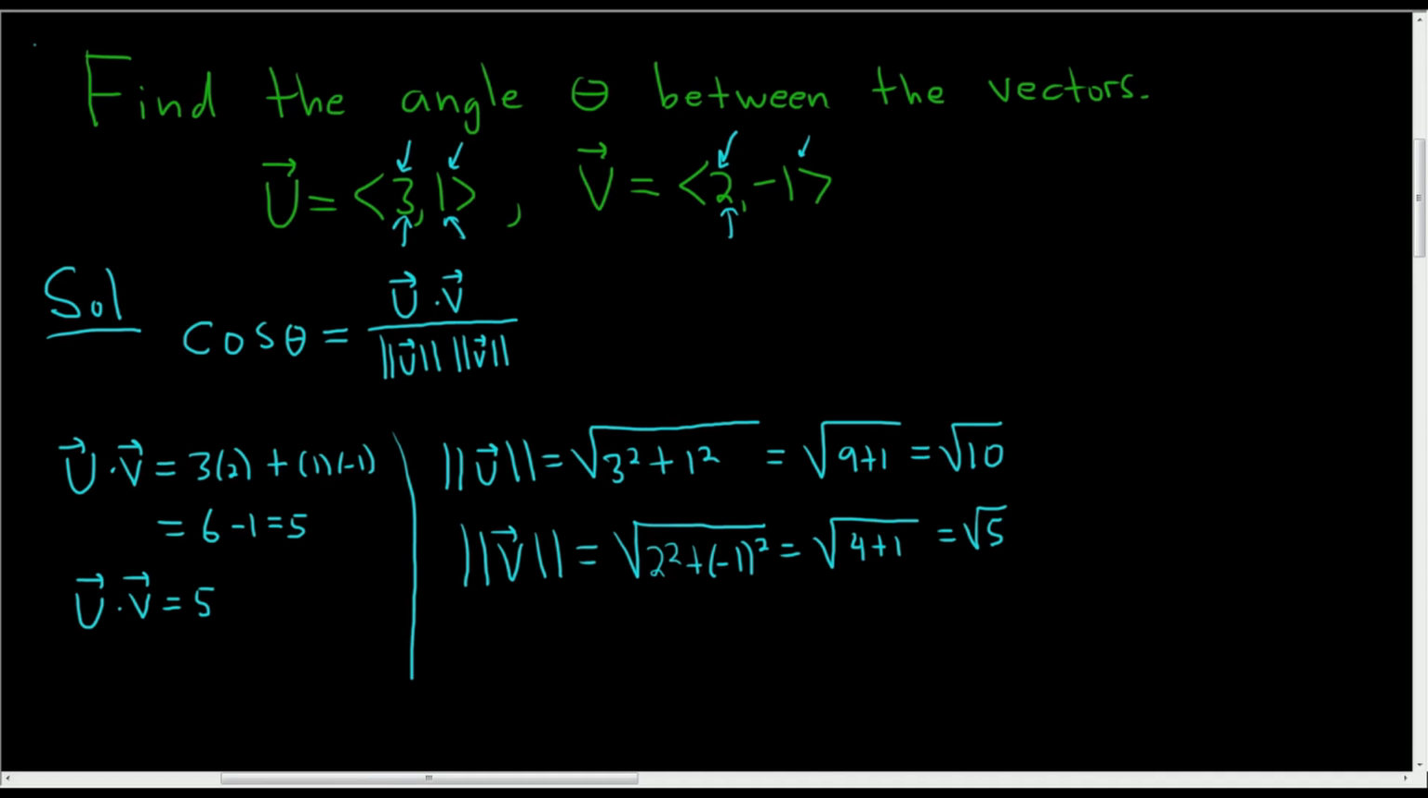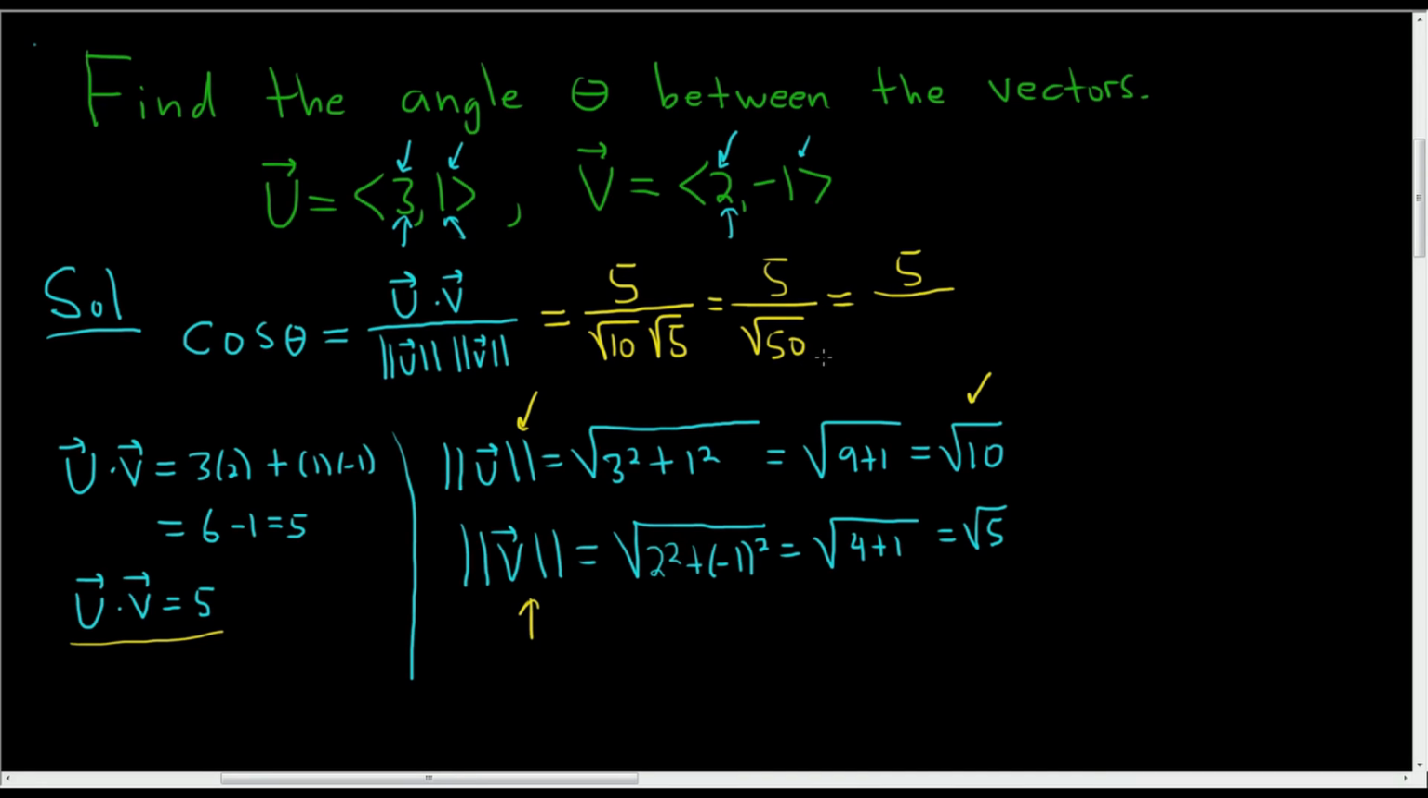I think now we're in a good place to go back to the formula. So this is equal to, let's see, u dot v, we said that was 5, so 5. The magnitude of u, well, that's the square root of 10. And the magnitude of v, well, that's the square root of 5. So this is equal to 5 over the square root of 50.